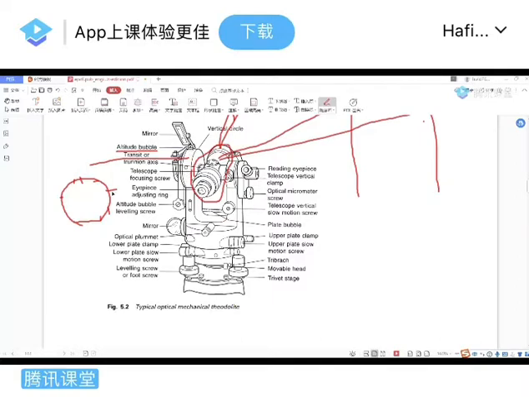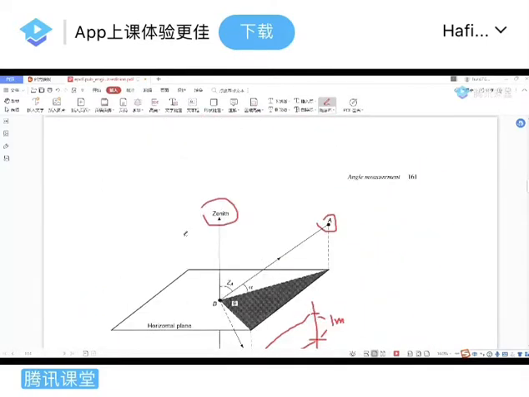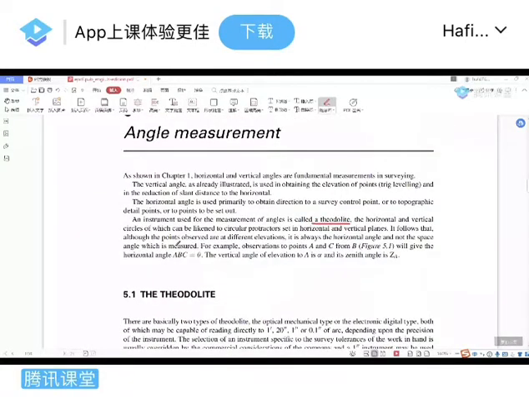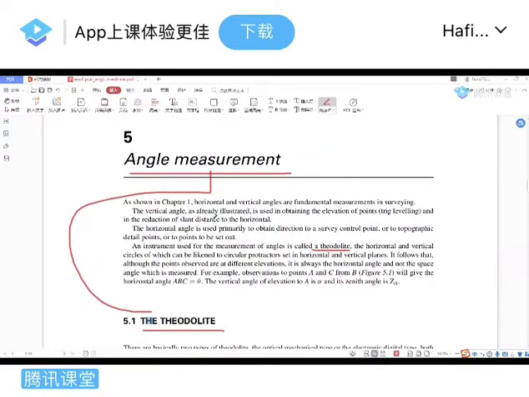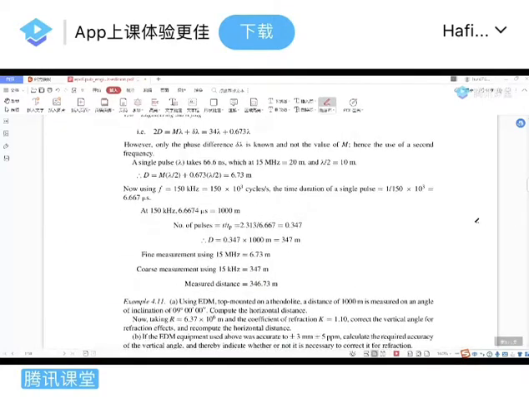Others maybe are not that important, because this one is basically for measuring angle. And the angle, of course, you can also measure if there's information. You can also measure this, and chapter 4.